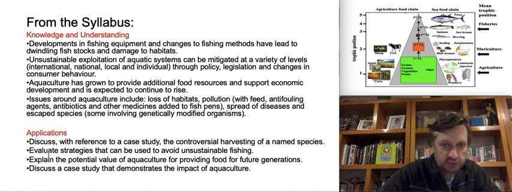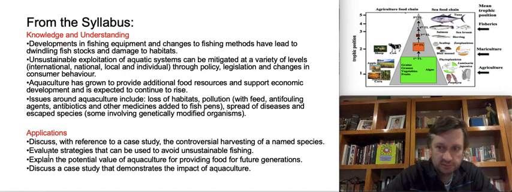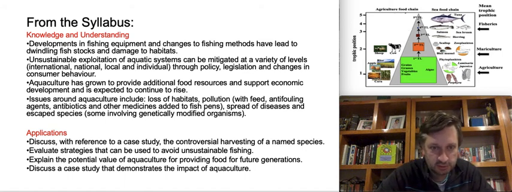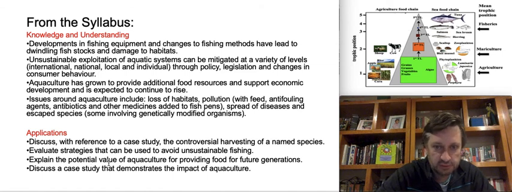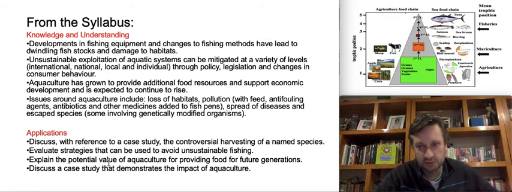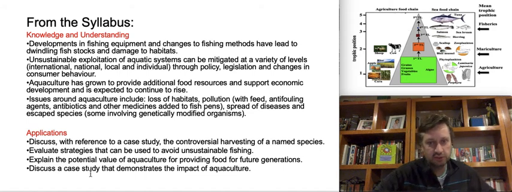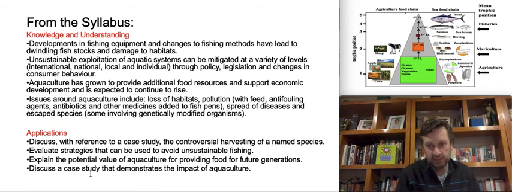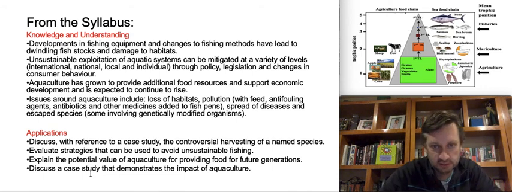Then it says evaluate strategies that can be used to avoid unsustainable fishing. We'll talk about how we can make the fishing industry more sustainable. Explain the potential value of aquaculture, providing food for future generations. I might leave that to the classroom, really. Again, it's just a statement of fact more than anything that we need to discuss in a bit of context. And then finally, discuss a case study that demonstrates the impact of aquaculture. Okay, so I want to base that section on three different case studies that I'll talk about in a little bit of detail.